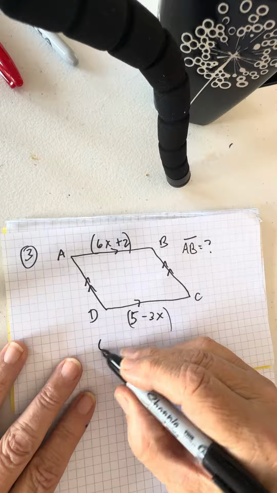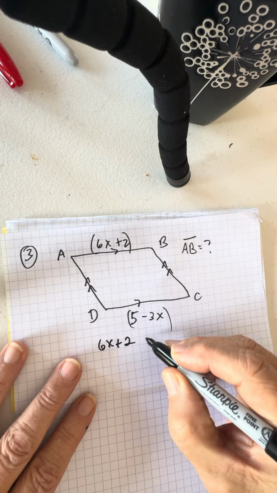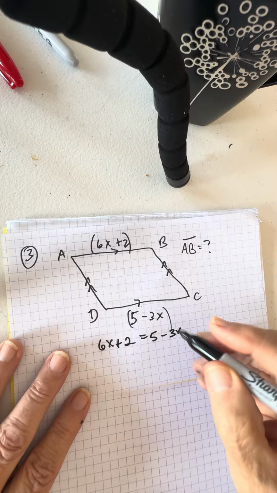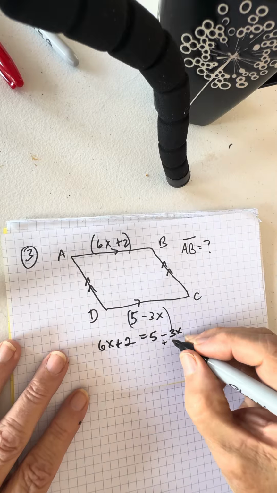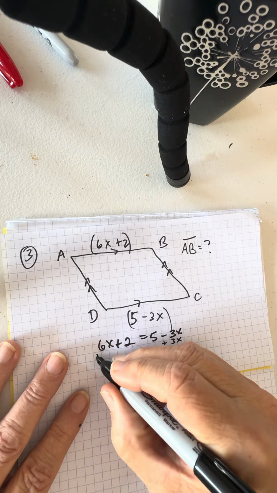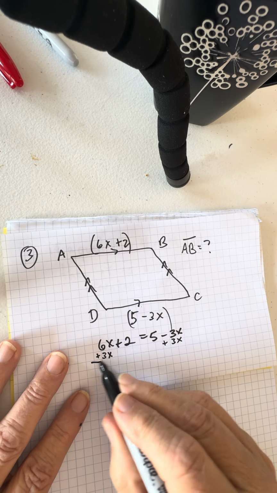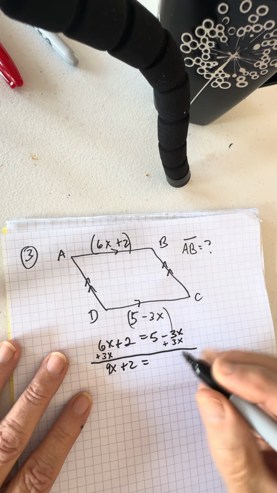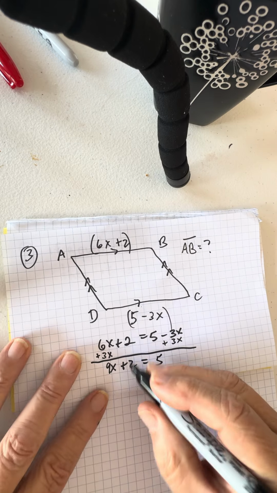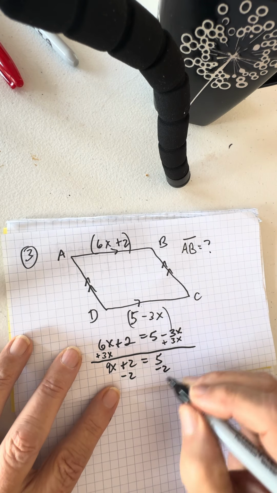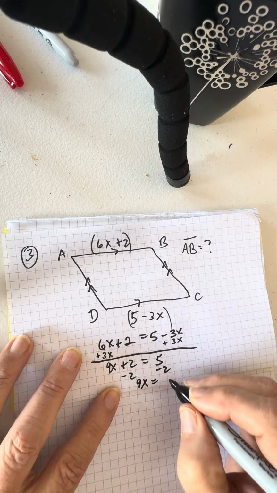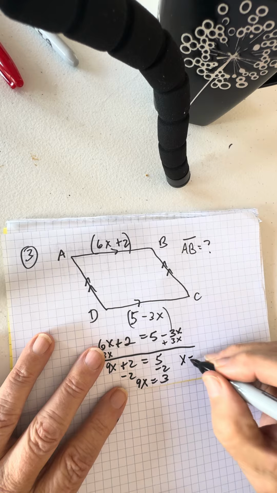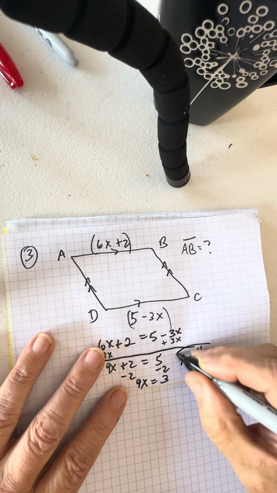So first of all, 6x plus 2 equals 5 minus 3x. Let's get all the x's on one side. So let me add 3x to both sides. That leaves me with 9x plus 2 equals 5. And then subtract 2 from both sides, and I get 9x equals 3. Let me divide both sides by 9, and I get x equals 1/3.